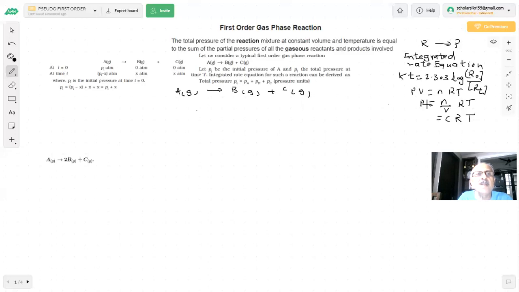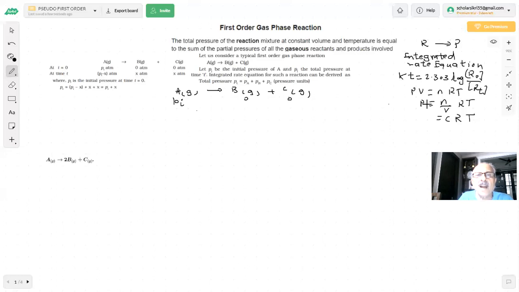And at time t equal to 0, the initial concentration of A is Pi. Pi is the initial pressure. Now here I am talking of pressure. What is the value for B and C? This is 0 and 0. After time t, what will happen? After time t, some amount of A will react. So there will be a decrease in pressure of A.